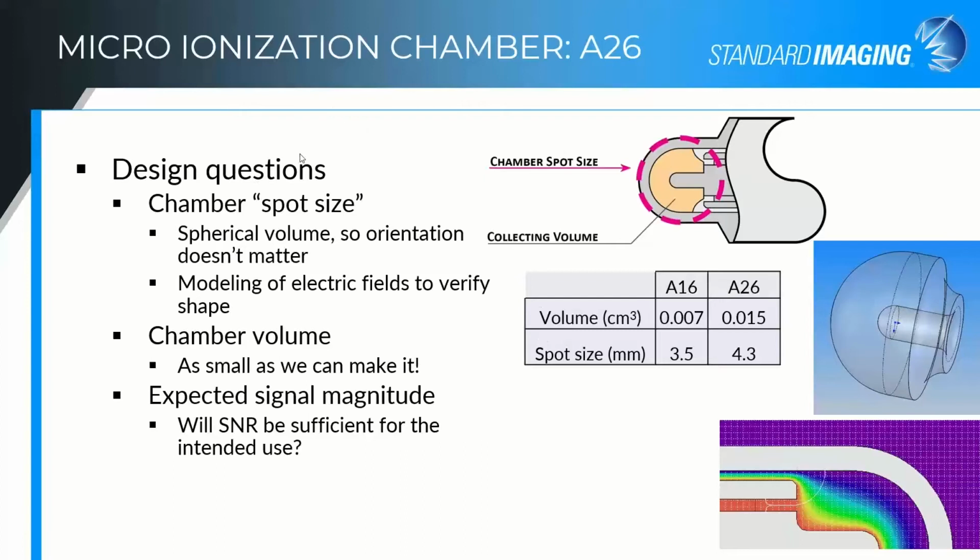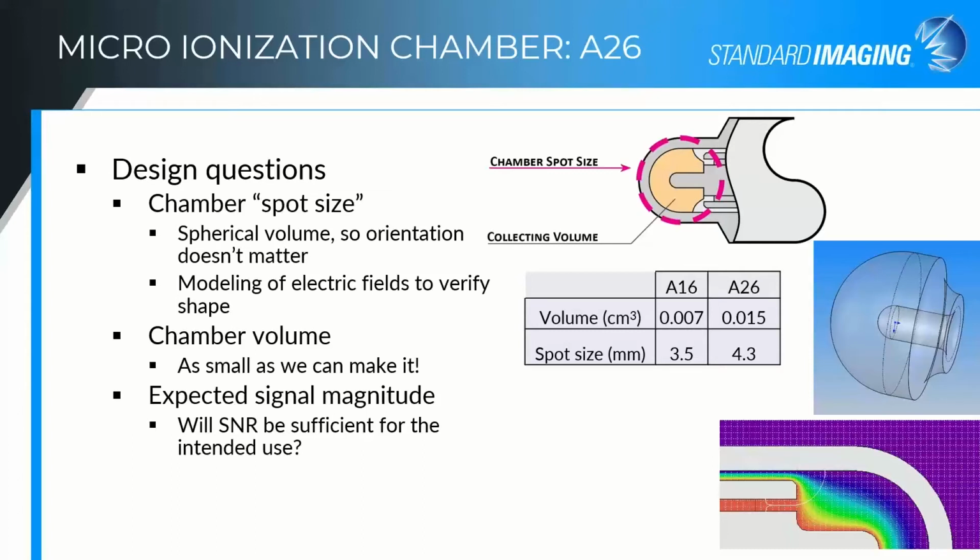So as we were designing this, we were looking at chamber spot size. How small can we make this detector and have it have this uniform response? We were looking at making sure that the spot size of the chamber was spherical. That's again that region that's encompassed by the detector, so that it didn't matter if you were scanning one way versus the other or measuring arcs at different angles. You would be looking at the same shape for the volume integration.